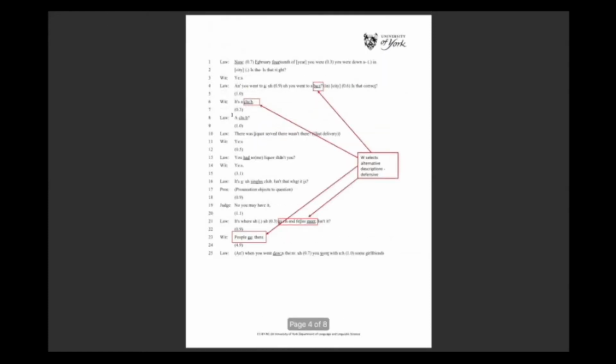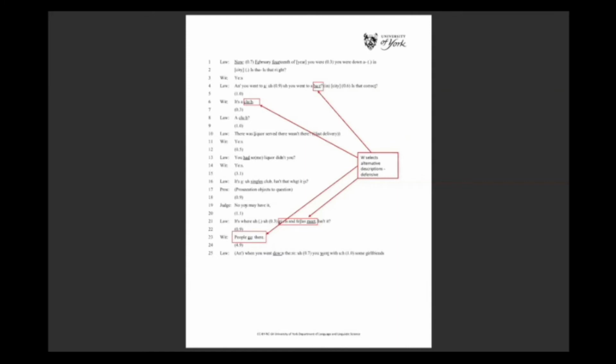Third feature is this, coming back to this bar and club. You see that when he asked, and you went to a bar, she replaces that. She doesn't say no, she doesn't use a negative, doesn't deny that, but she replaces bar with club. Now there are different connotations to those categories or words. Look though down at lines 21 and 22, and you'll see the lawyer asked, it's where girls and fellas meet, isn't it?